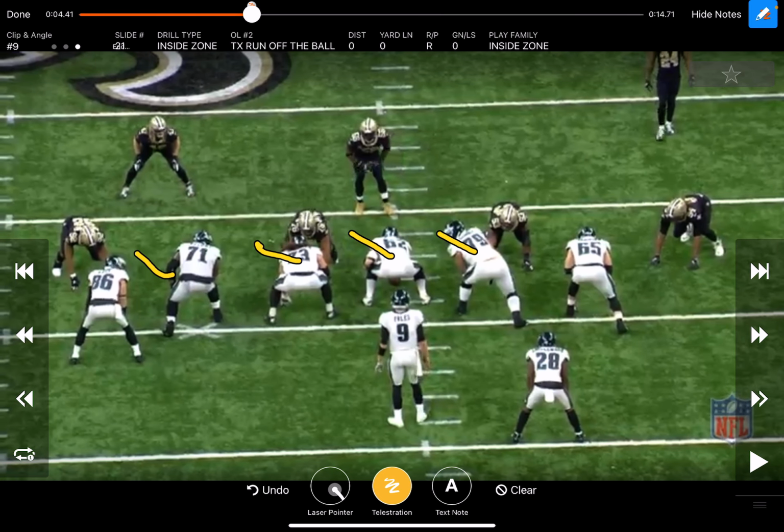Is there anybody in that space to their play side? If there is, block it. This guy's just taking care of whoever's filling this backside, what we call the C gap. All right.